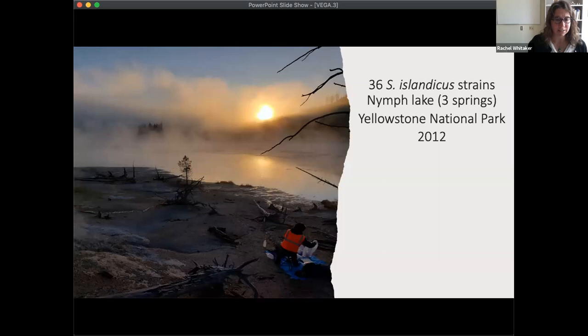Okay, so of course that's in the simulation, but we wanted to test whether we saw this kind of structure in different populations of bacteria and archaea. I'm going to show you two populations of the archaeon Sulfolobus islandicus and its response to two different viruses. The first is the Yellowstone population, where we took 36 different Sulfolobus islandicus strains, isolated them, and sequenced their genomes. They were all from a single time point and from three hot springs that are very close together and we think connected in terms of their population. So, from a single population.